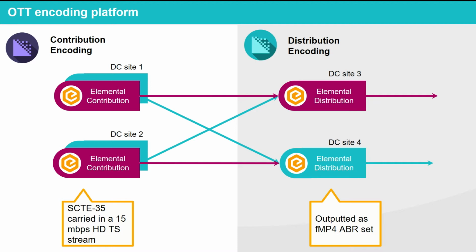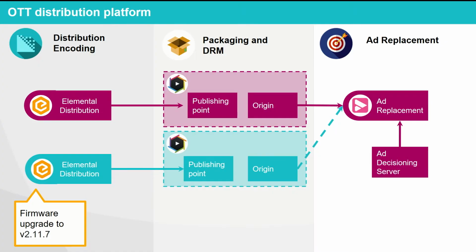In the project, we then had to take a look at our OTT encoding platform. You can see here how we've got four data centers to contribution sites and to distribution sites. The SCTE 35s are carried in the contribution TS file in a 50 megabit stream to the distribution site, where they are then output as an ABR set as fragmented MP4s. So looking at the OTT platform in a little bit more detail, this is where we started getting some challenges. It's stuff that was new to us.